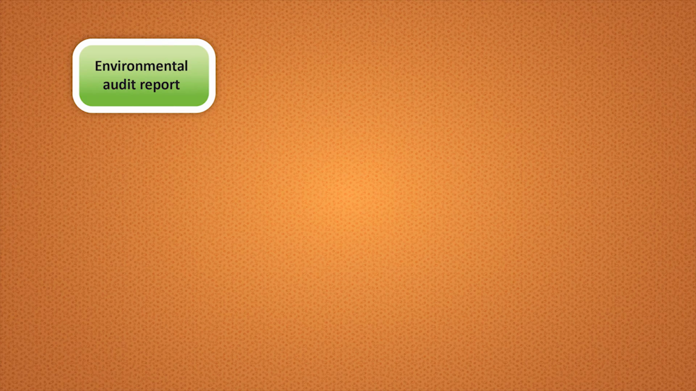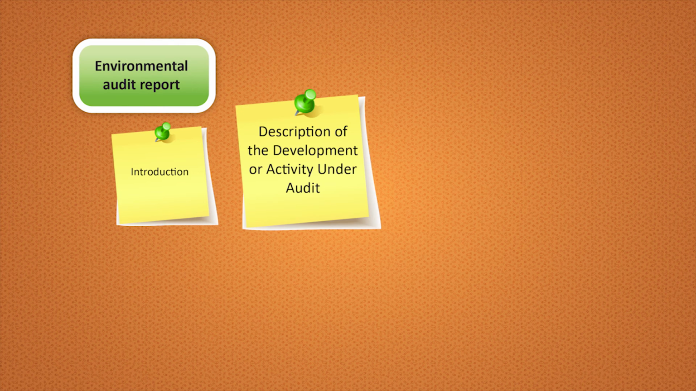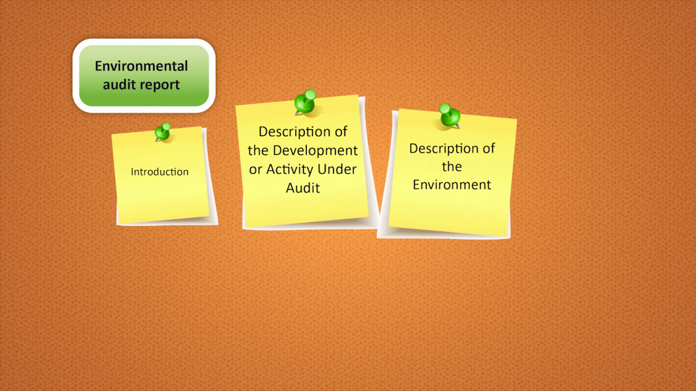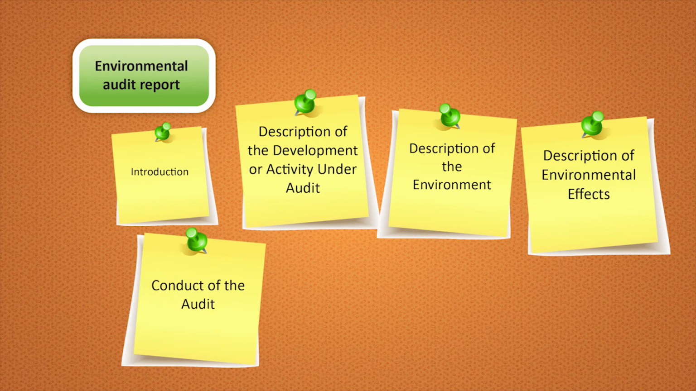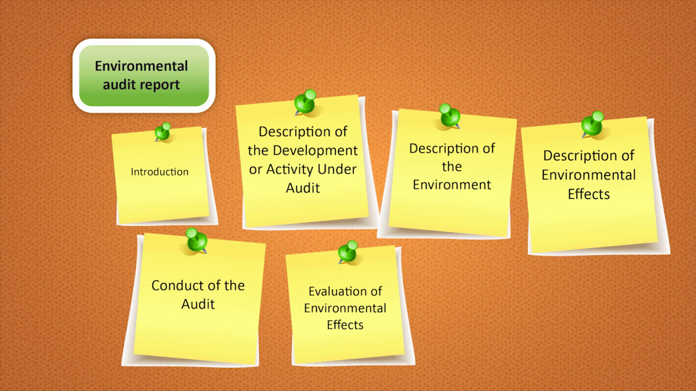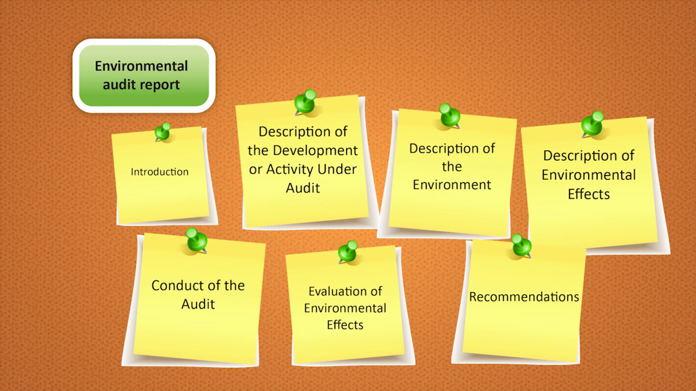The audit report is inclusive of an introduction, description of the development or activity under audit, description of the environment, description of environmental effects, conduct of the audit, evaluation of the environmental effects, and finally, the recommendations. The introduction will include the objectives and scope of the environmental audit.